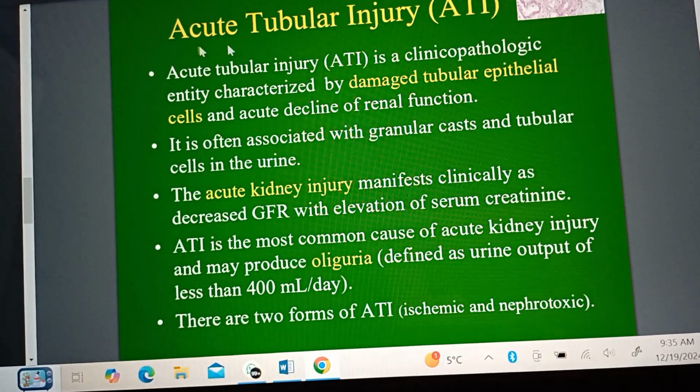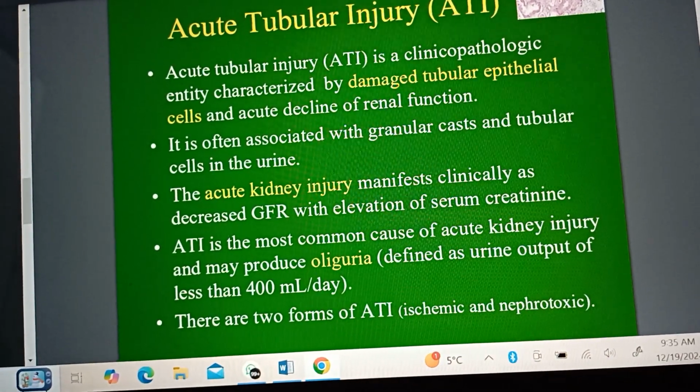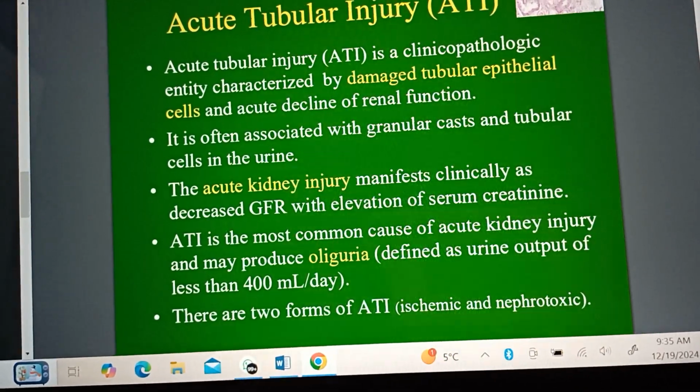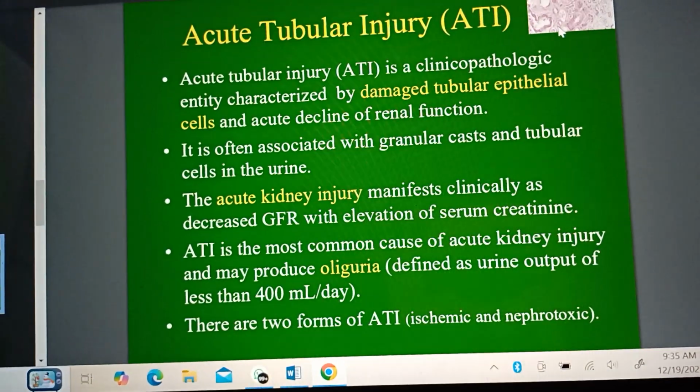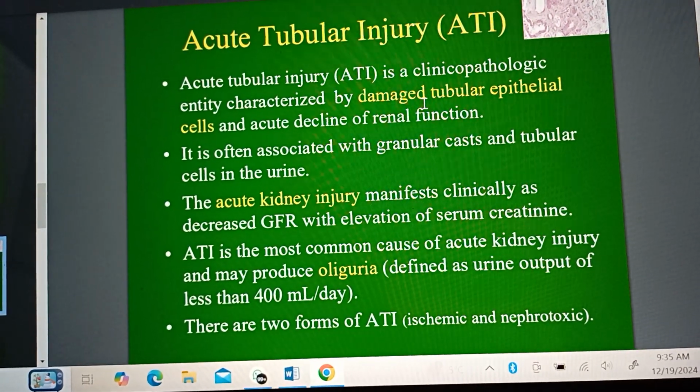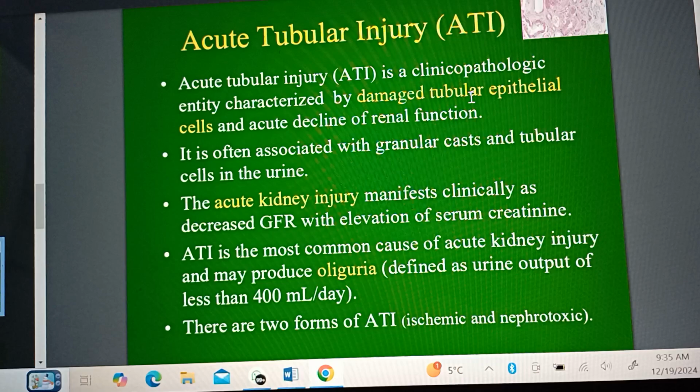Now there can be acute tubular injury. See, the tubules can be injured. These are the tubules, and they can be injured. What will happen? These tubules are lined by epithelial cells. So when these epithelial cells of the tubule are damaged, what will happen?